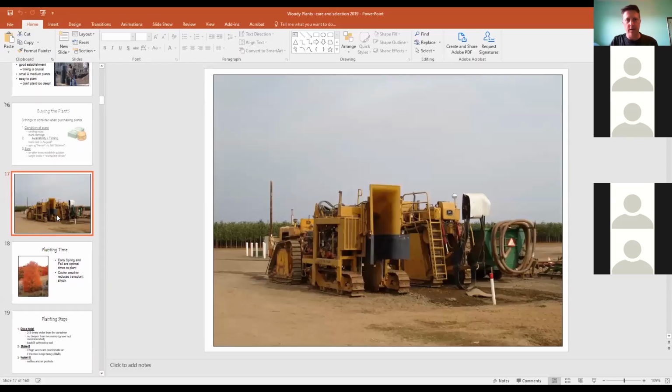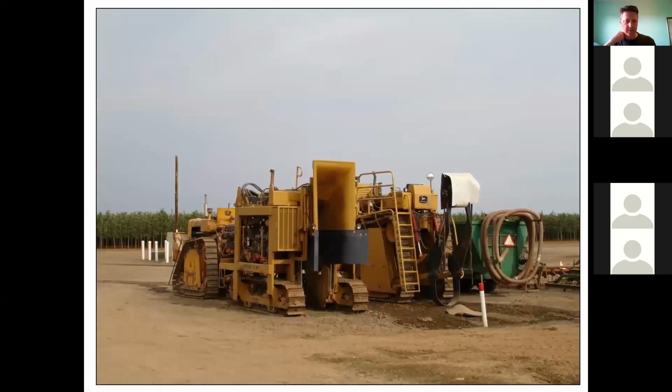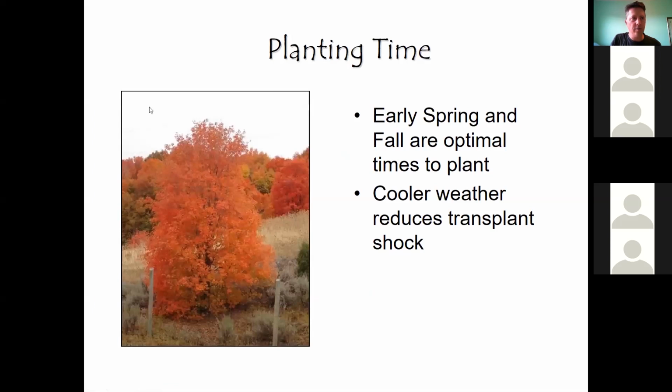Okay, so here's a close-up of that harvester machine. So it basically has knives that actually cut the root systems off underground. So it removes everything.